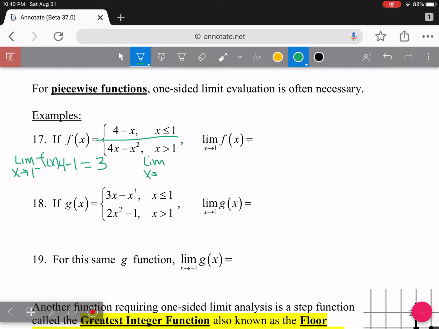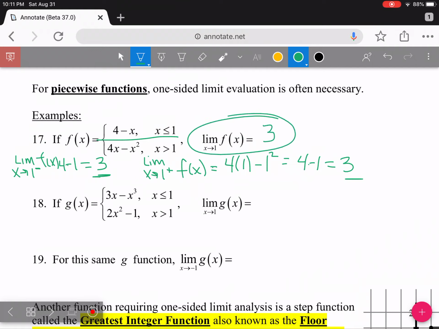Now let's see the limit as x approaches 1 from the positive side of f of x. We're going to use direct substitution again, and we're going to go 4 times 1 minus 1 squared. So that's 4 minus 1, that equals 3. So it turns out that as we approach this function from the left side, we're approaching 3, and as we approach this function from the right side, we're also approaching 3. So in this case, this one is continuous, and it does have a limit of 3.